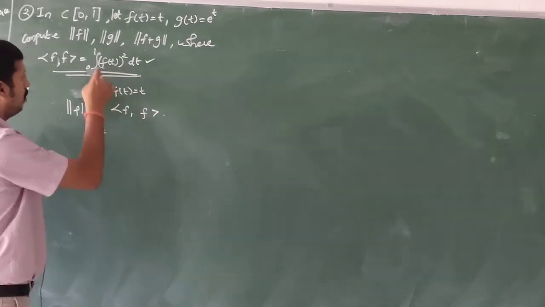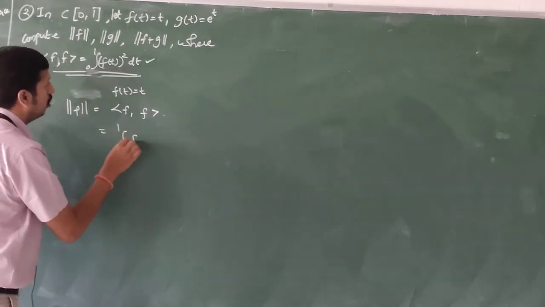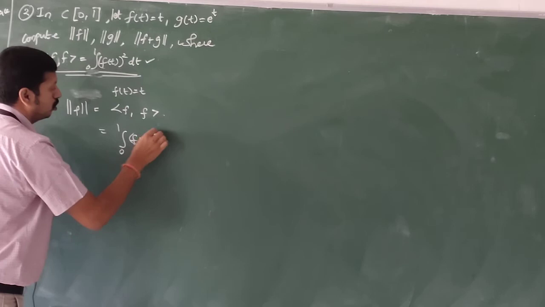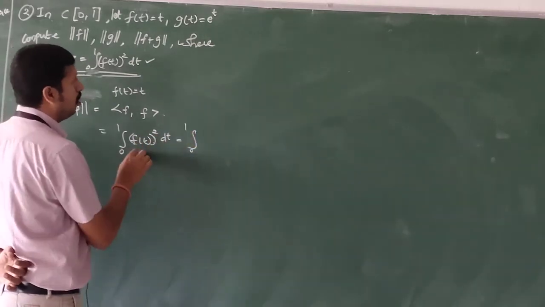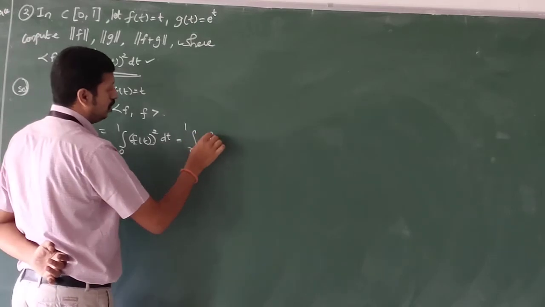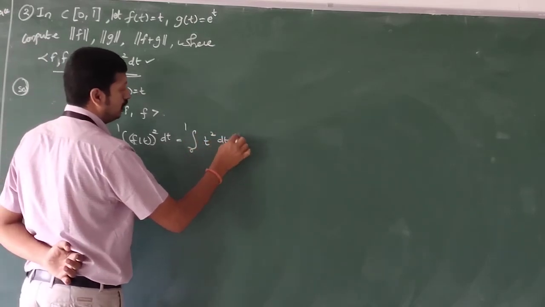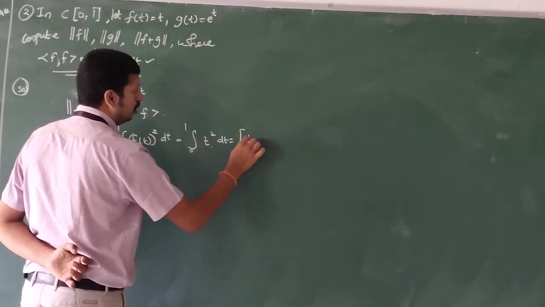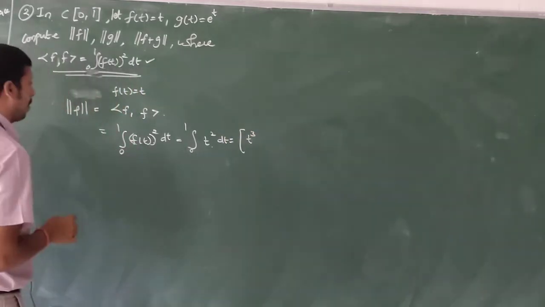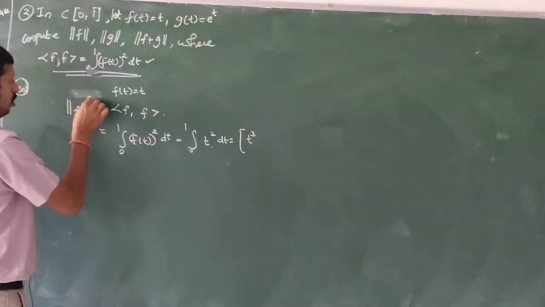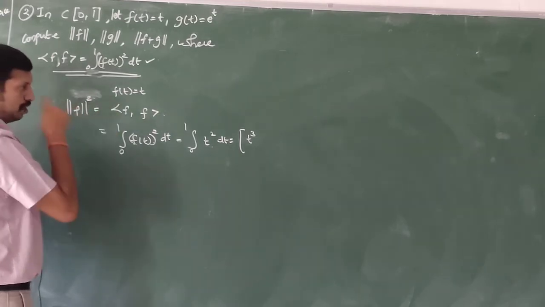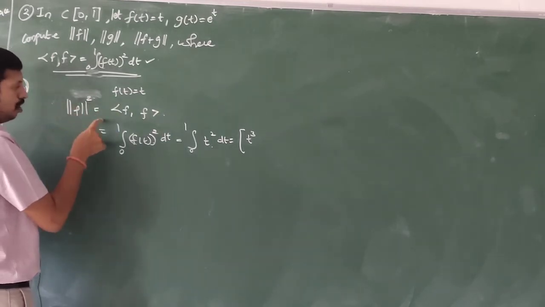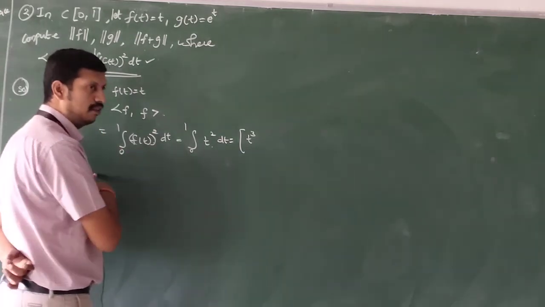So f comma f is integral 0 to 1 f of t the whole square into dt, right. So here f of t is t. So t square into dt. So that can be written as, if you integrate this one we will get t cube, sorry, norm f square equal to f comma f, or otherwise norm f equal to root of something. So you have to go for this one, norm f square equal to f comma f. After that we can find norm.